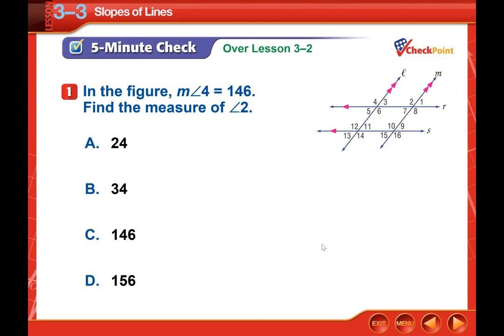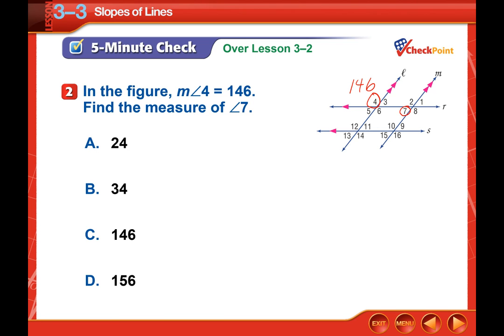Here we're told that the measure of angle 4 is 146, and we need to find the measure of angle 2. Well, 2 is a corresponding angle to angle 4, so its measure is also 146. Okay, the measure of angle 4 is still 146. We need to find the measure of angle 7.